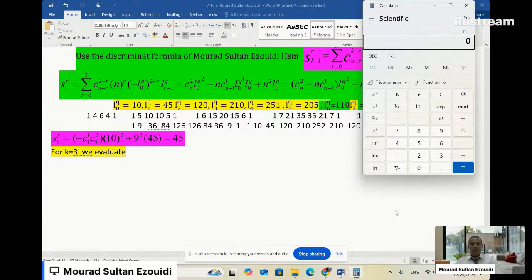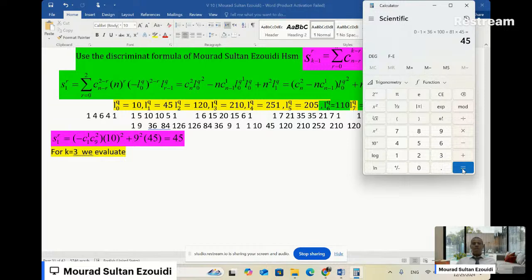negative 1 times, because the combination 1 choose 1, times what? Combination 9 choose 2. 9 choose 2 is 36. Times 100 plus 9 squared is 81 times 45. This one, my kids, in fact, is equal to 45. Therefore, S1 is equal to 45. This is the second coefficient of my new second degree equation, relative to the original second degree equation.